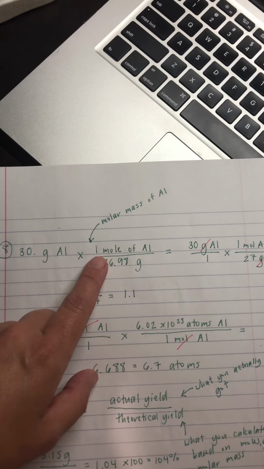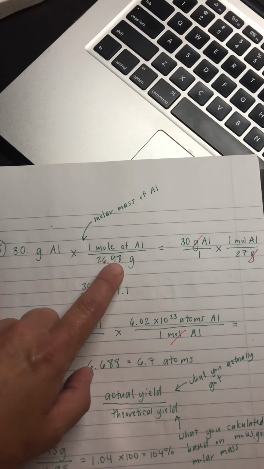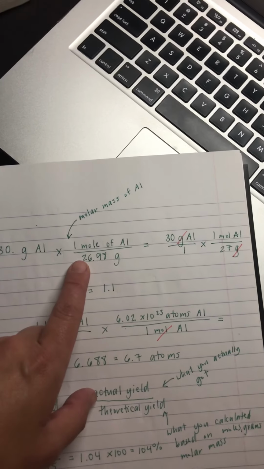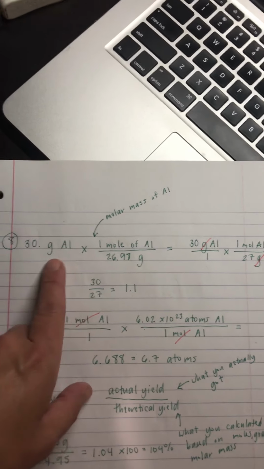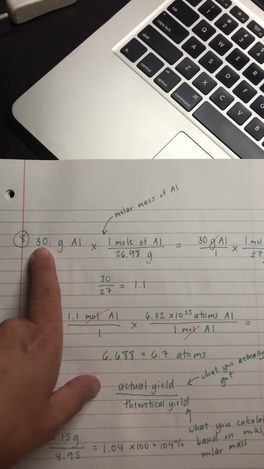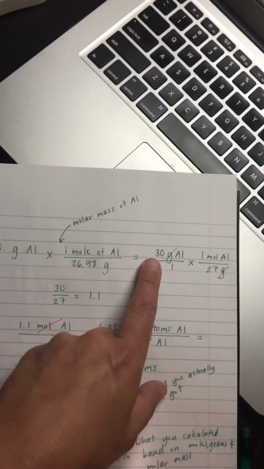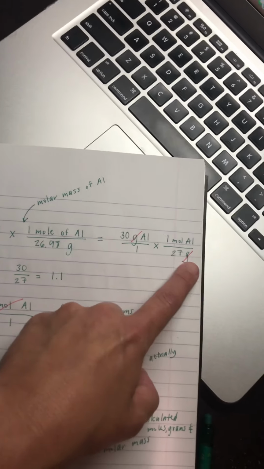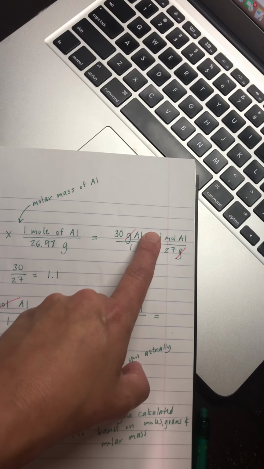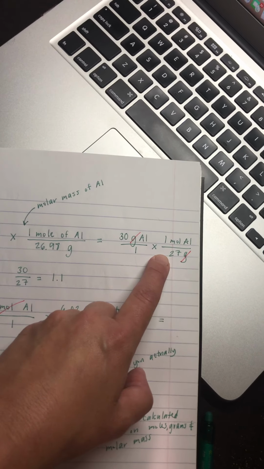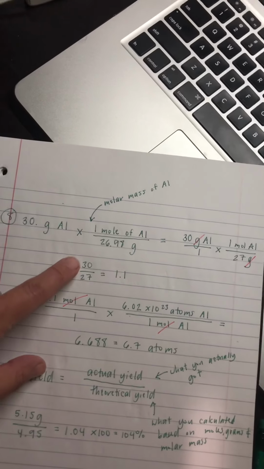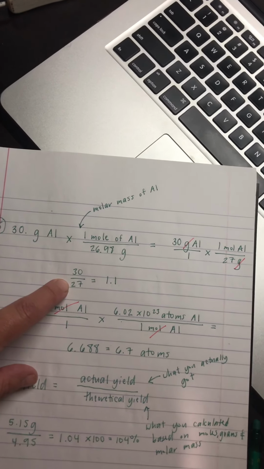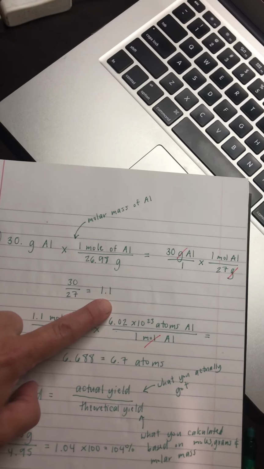So the molar mass of aluminum is 26.98, and then many more digits after that, grams per mole. Since we're only keeping 2 sig figs for 30, we can only keep 2 here. So this becomes 30 grams of aluminum, and I put it over 1 so you can see the cancellation, times 1 mole of aluminum weighs 27 grams. Grams cancel. This becomes 30 divided by 27, which equals 1.1.